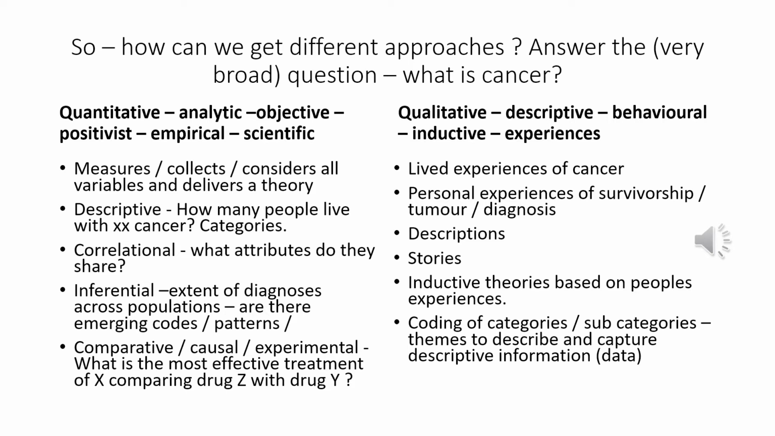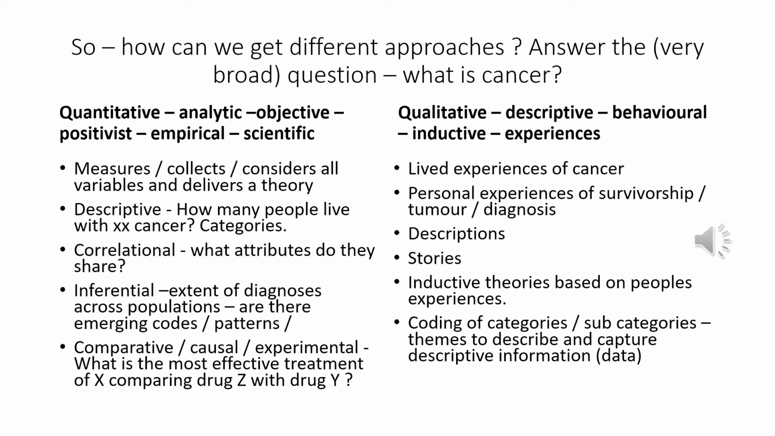So what the positivist approach is, is we look at theories, we look at hypotheses, and we make sure that we can test and retest those types of things. We measure, we collect, we look at all of the variables that are associated with the thing to be able to deliver a theory of that thing. We can describe, for example, if we use that question, what is cancer? We can describe how many people live with cancer.